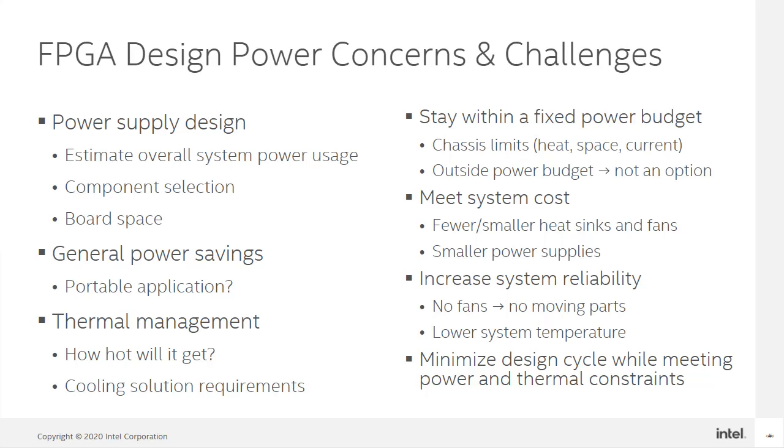At the same time, the system must meet a cost budget. Bigger power supplies and cooling hardware add to this cost. If power usage can be reduced, the overall system cost can be reduced as well. The system must also be reliable. The more fans and cooling hardware required, the more likely something could fail. Finally, the design cycle must be as short as possible. Development schedules are tighter than ever, and a lengthy design cycle just to meet power and thermal requirements is not acceptable.